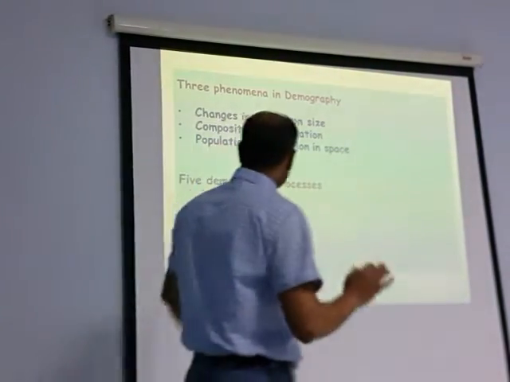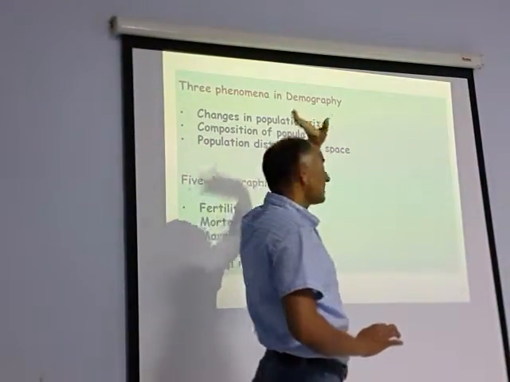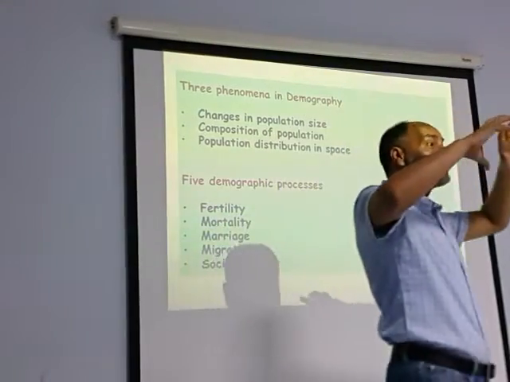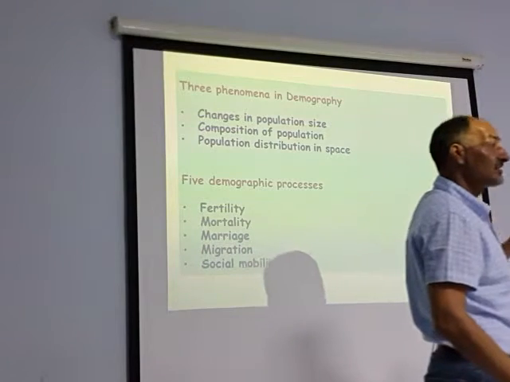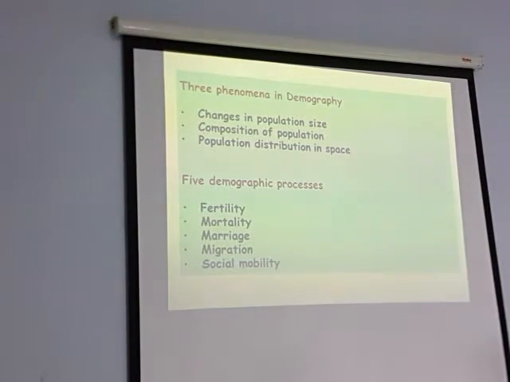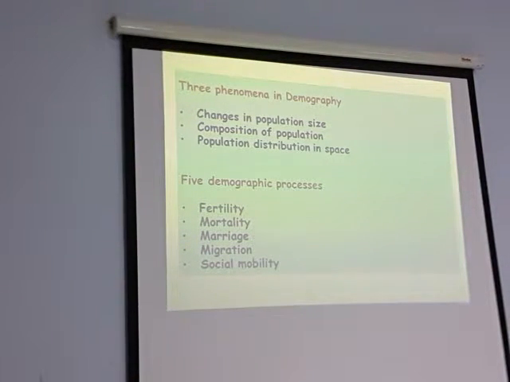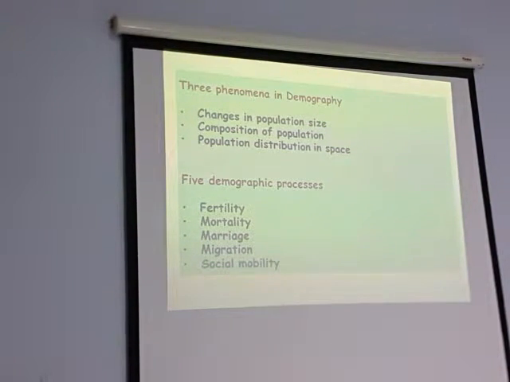But understand that there are three phenomena in demography. What happens when you study the population? Number one, changes in population size. When we say size, we are quantifying a number. There are changes. When I say change, it can increase or decrease. I never said only increase. I say change. So change can be an increase, change can be a decrease. So this is the change phenomenon that occurs in your population.